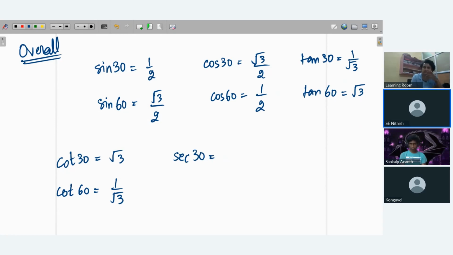Okay. Now, what is sec 30? 2 by root 3, sir. I said already 2 by root 3, because sec is reciprocal of cos. So 2 by root 3.